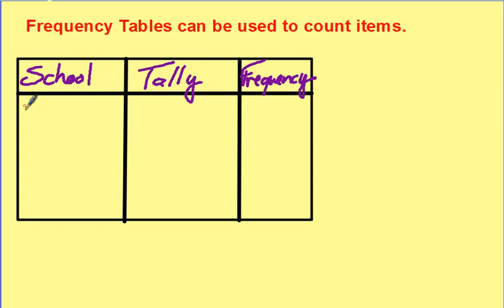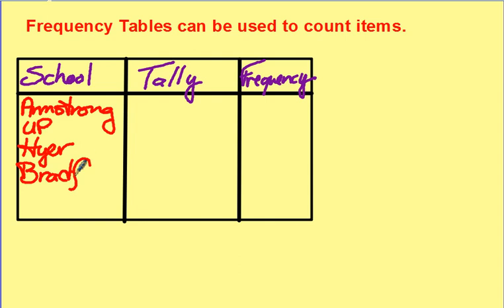Well, at our school, we might have said Armstrong, or UP, or higher. Armstrong, UP, higher, or Bradfield. Or perhaps someone is new to our district and went to a different elementary, and we would say other. Every year we have quite a few students coming from other elementaries. So we would ask each student, where did you go to elementary school?